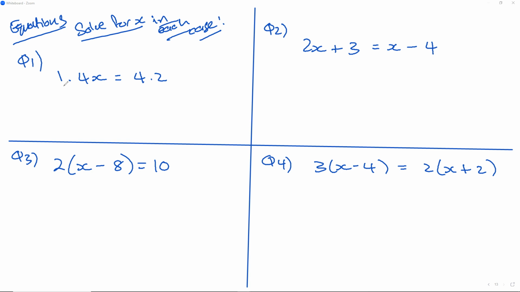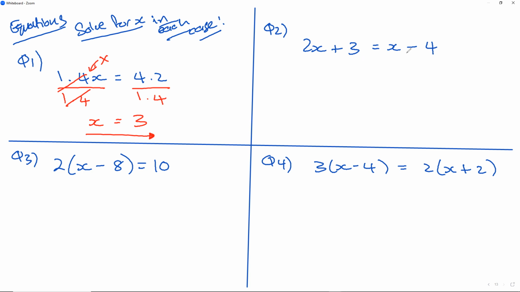Okay, question 1. I've got a number which is technically invisibly multiplied by x there. So if I divide this by 1.4, x will become on its own, which is what I want. And because it's an equation, I will divide both sides by it, and it'll be 3. Because 14 times 3 is 42, so 1.4 times 3 is 4.2.